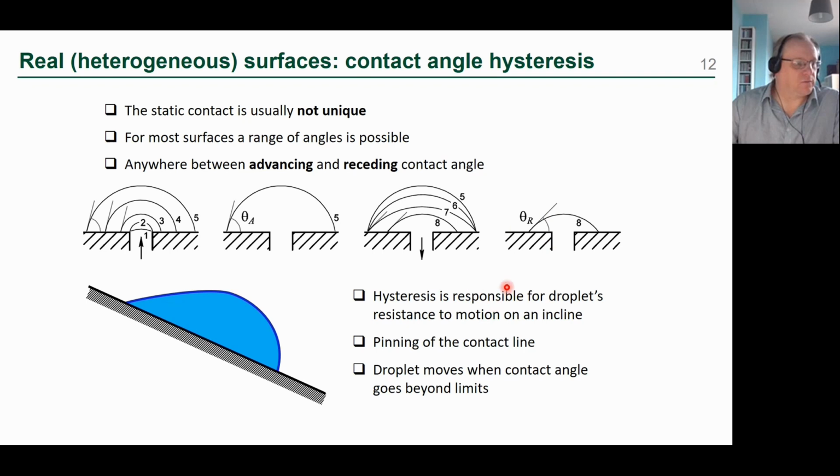So actually, when we talk about a static contact angle, it can have any value in between theta A and theta R, the advancing and receding contact angles. And that's something that needs to be addressed as well. That's quite important for printing, as we'll see in a minute. Hysteresis is responsible for how rain droplets can sit on vertical window panes.